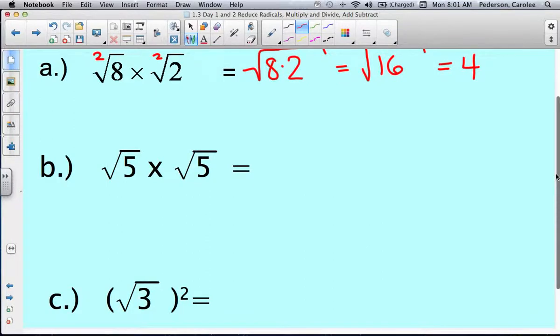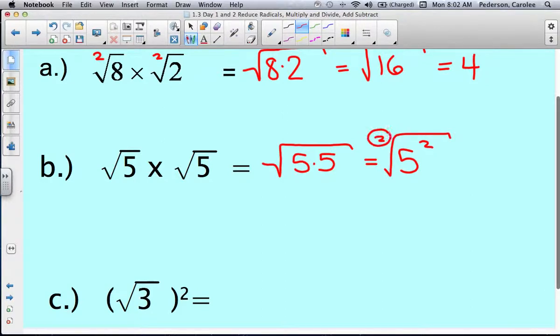Next example, square root of 5 times square root of 5. Again, you can multiply these two radicals together because they have the same index. They're both square roots. So we would get 5 times 5, or 25. I'm just going to leave it as 5 squared. Remember, when we have an index and a power that match up, everything cancels, and we're left with 5.